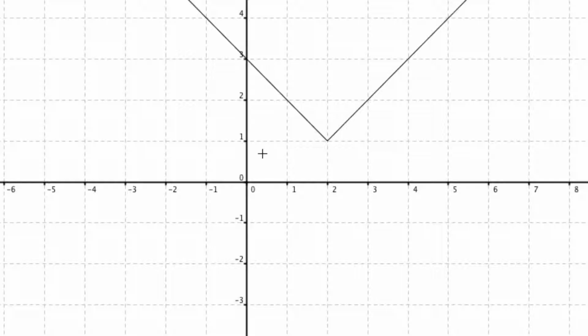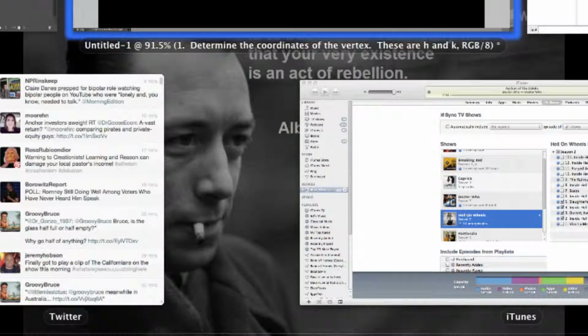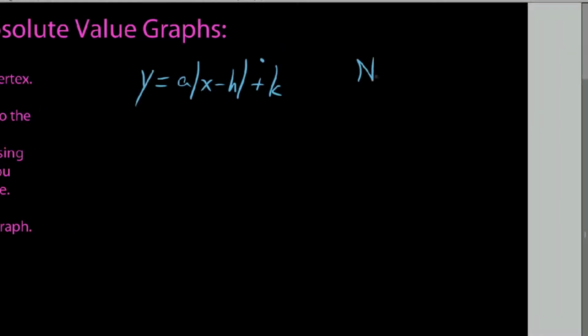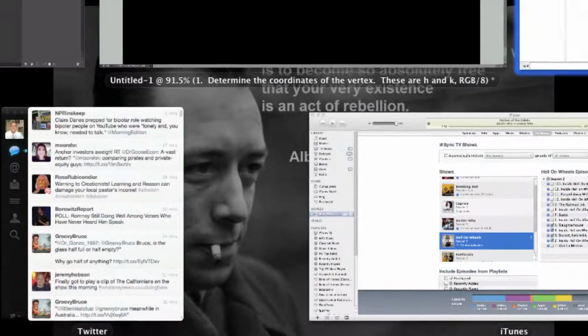The key things to keep in mind here are these. Every absolute value equation, the standard form of the absolute value equation, is a times the absolute value of x minus h, plus some k value. So the three values we're going to need are a, h, and k. You might recall from previous videos or prior knowledge that h and k happen to be the x and y values respectively of the vertex. So that's going to be easy to determine.